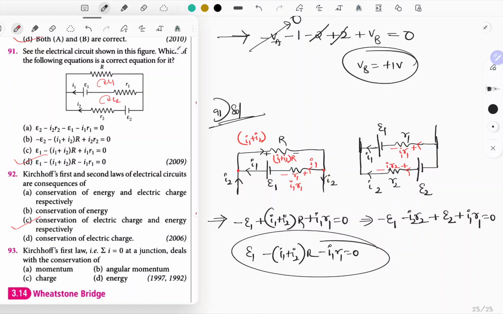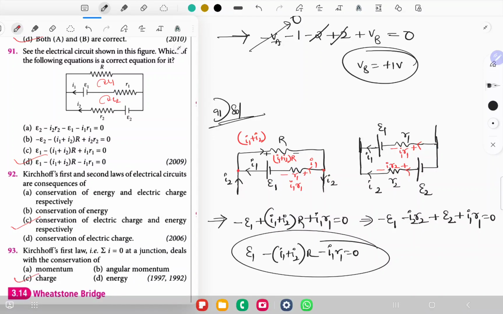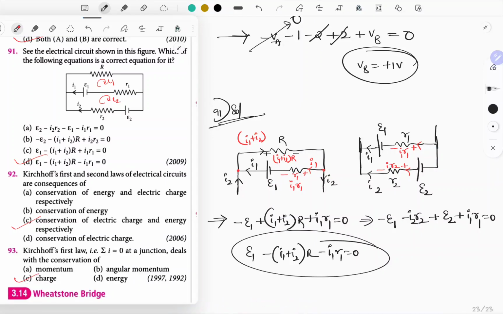Next, question number 93. Kirchhoff's first law is summation I equal to 0 at the junction. It deals with the conservation of charge. Option C is the correct answer. Understood?